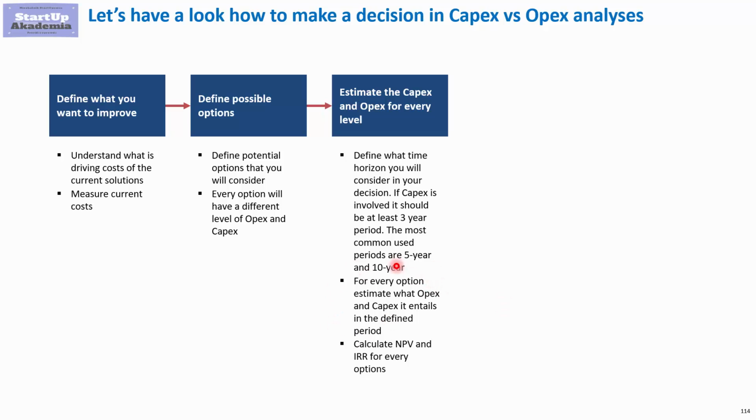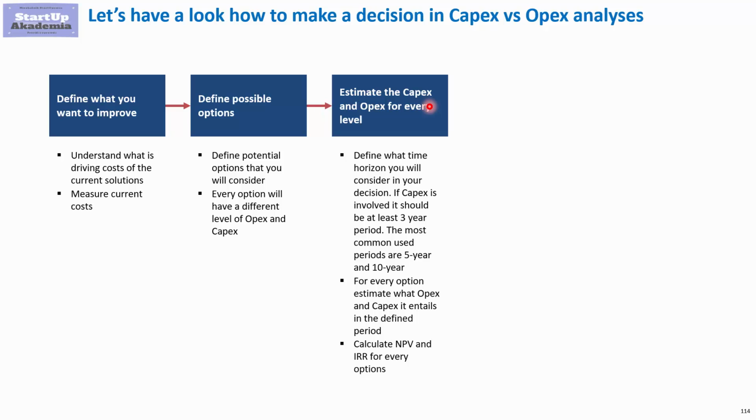As we said, for every option you should estimate in detail the Capex and Opex, and usually you would calculate the net present value as well as the internal rate of return for every option. And those would be, in most cases, the most important criteria you would be using to decide which option is the best one.